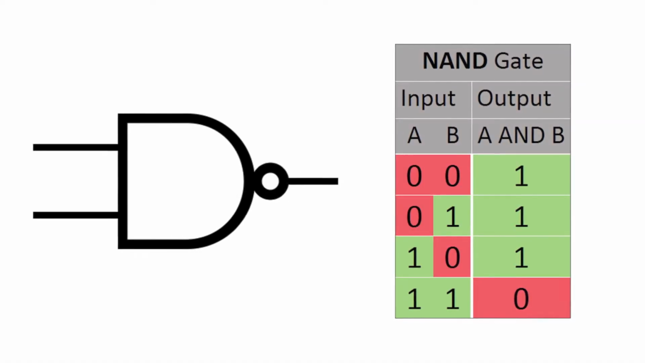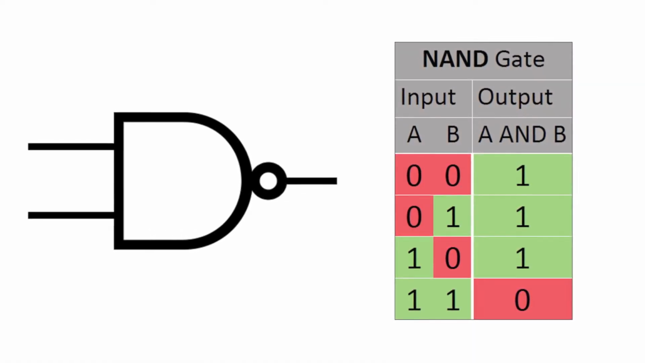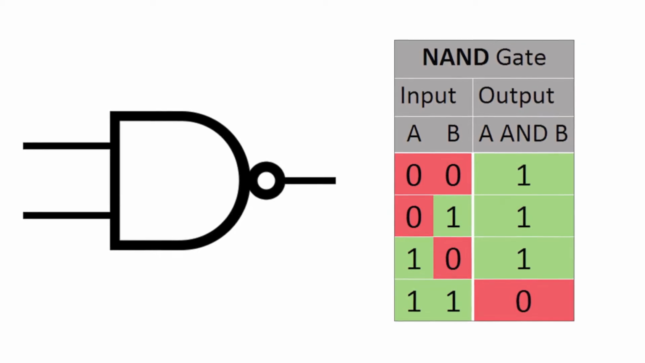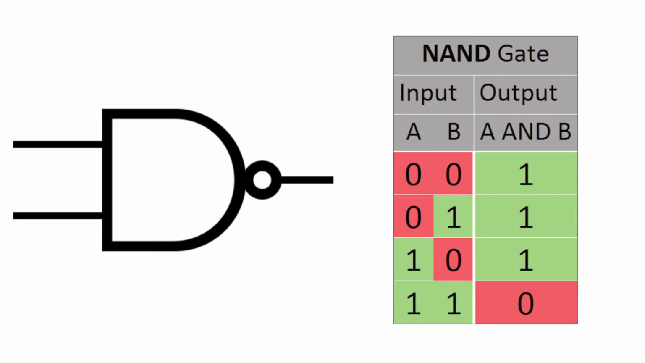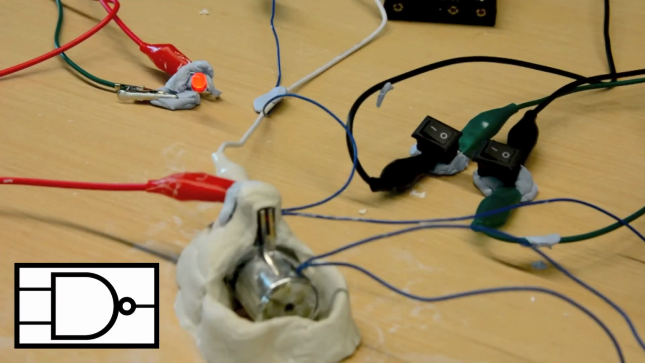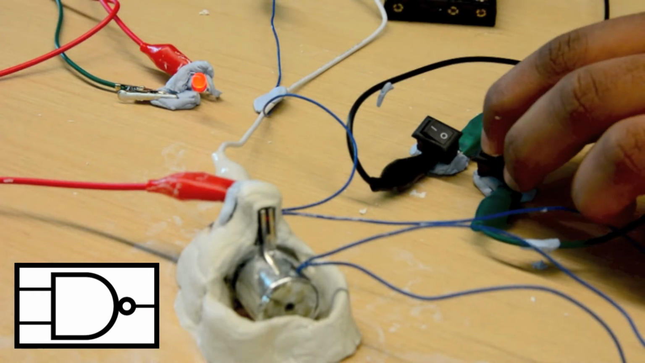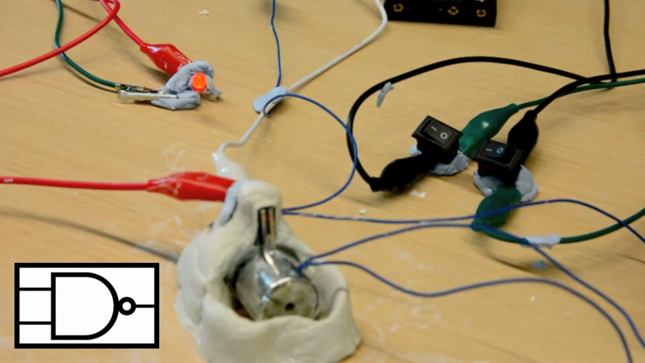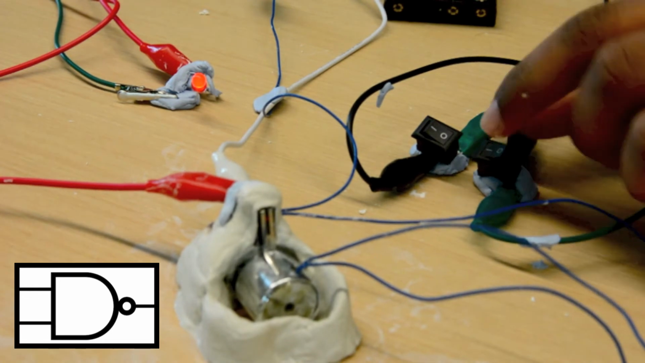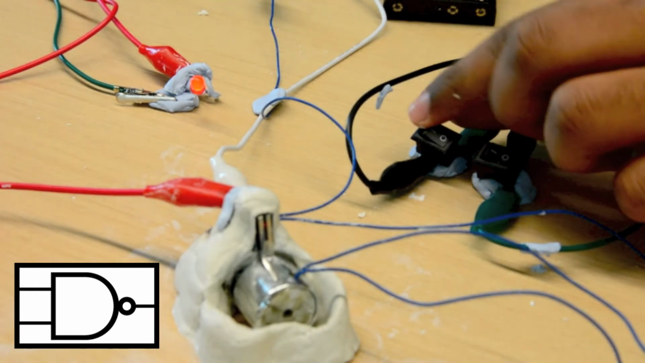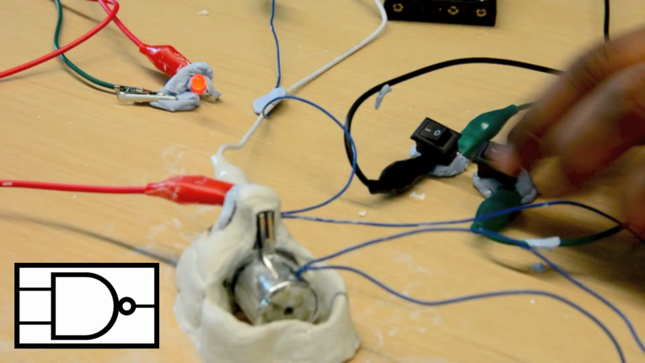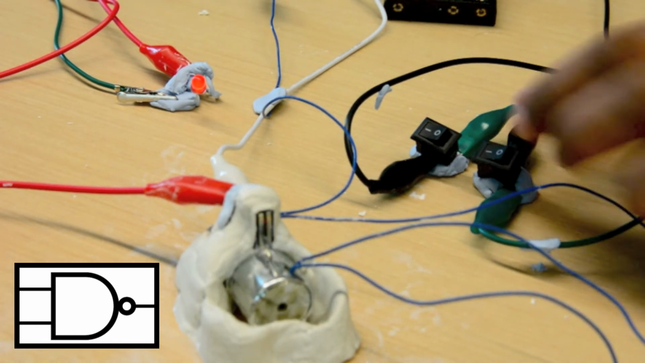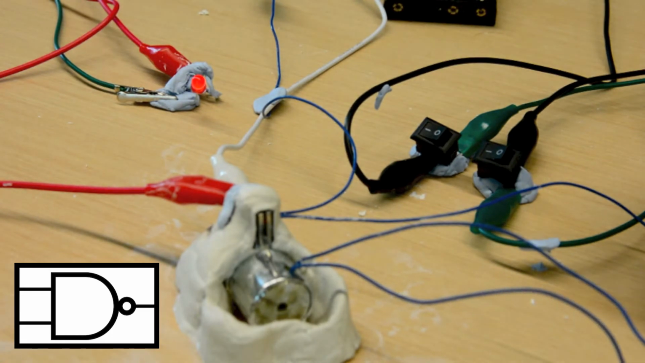NAND gate. A NAND gate is sometimes referred to by its extended name, negated AND gate. The output of a NAND gate is true when one or more, but not all, of its inputs are false. The input is started at 0, 0, which means the LED is on, meaning an output of 1. Input 1, 0, the LED stays on, an output of 1. For input 0, 1, the LED stays on as well, also an output of 1. Input 1, 1 turns the LED off, meaning an output of 0.